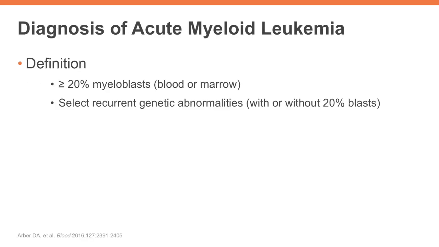The definition for acute myeloid leukemia is fairly straightforward. You must have 20% or more myeloblasts in either blood or bone marrow. There are certain types of AML that can have recurrent genetic abnormalities, such as the 15;17 translocation or 8;21 translocation or inversion 16, where by definition this is acute myeloid leukemia with or without 20% blasts.